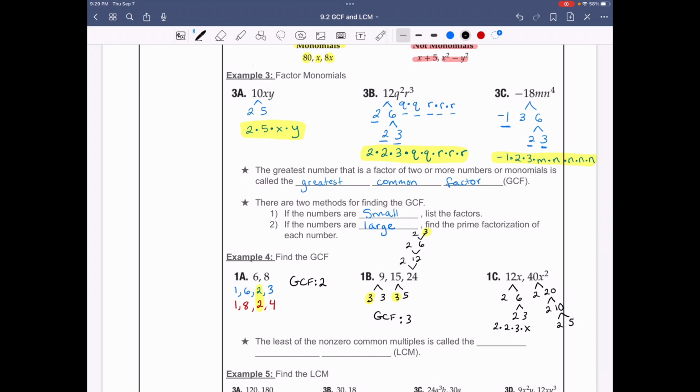So the prime factorization would be, for 40, I'm going to write it above because I have more space, 2 times 2 times 2 times 5. We can check that. 2 times 2 is 4, times 2 is 8, times 5 is 40, and then we have an x squared, so times x times x. That is the prime factorization for 40x squared. Okay, and the prime factorization for 12 was 2 times 2 is 4, times 3 is 12, and then we have the x.